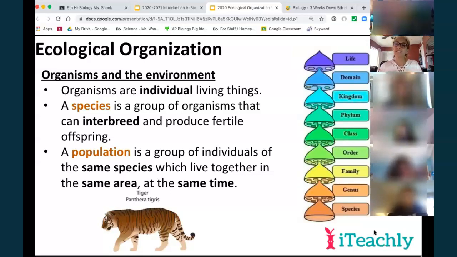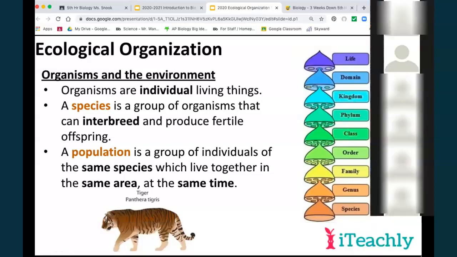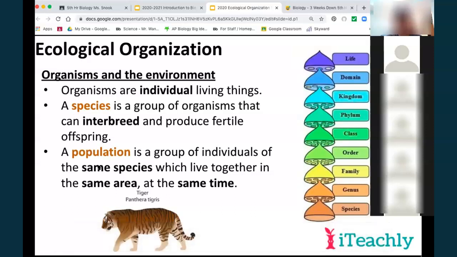Containing students of the same, what do you think? Species. Yes. And then the next one, adjacent schools are organized into a school, might be the same as a community because there's different schools in the same area, like there's different populations in the same area would make up a community. And then is it an individual, a species, or a population? A single person. It's an individual, yeah.